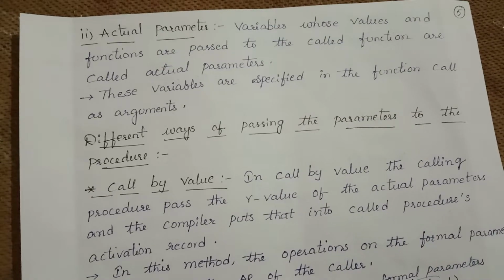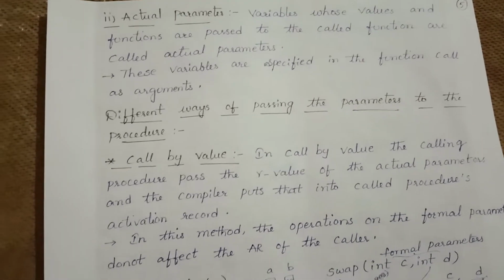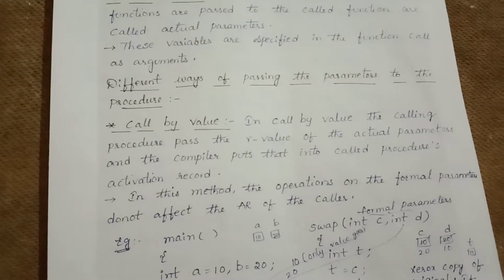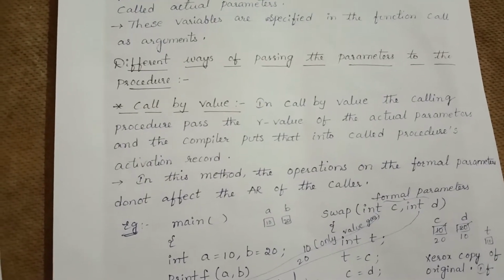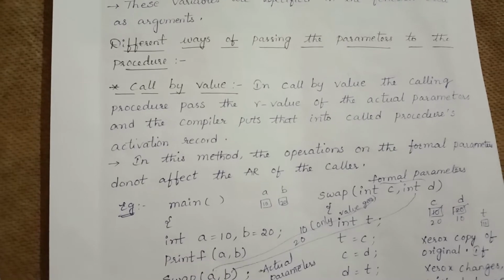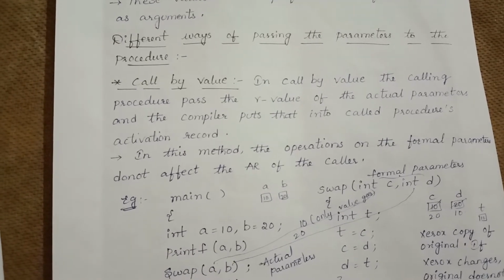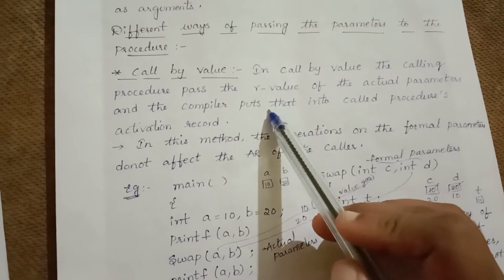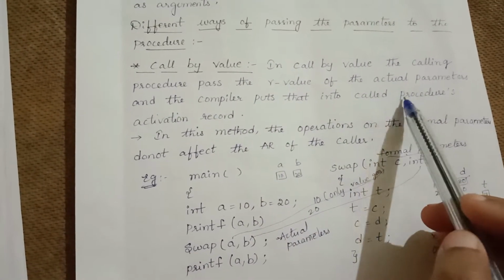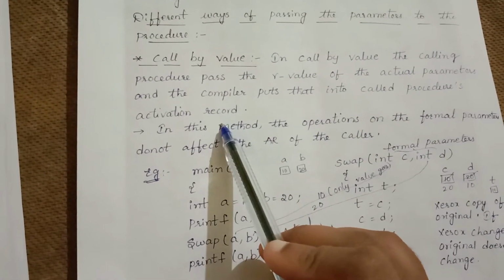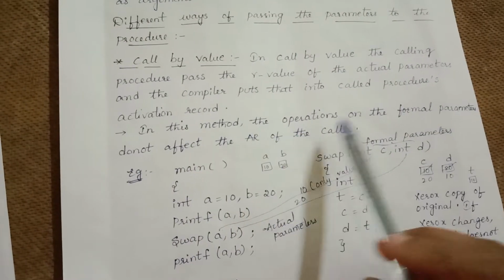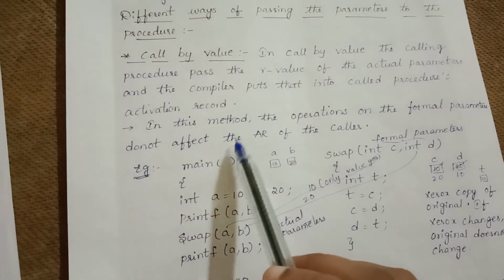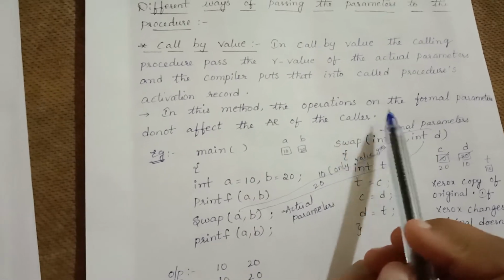So there are different ways of passing the parameters to the procedures. Let's see what those are. First one is call by value. In call by value, the calling procedure will pass the R value of the actual parameters, and the compiler puts that into the called procedure's activation record. In this method, the operations on the formal parameters do not affect the activation record of the caller.